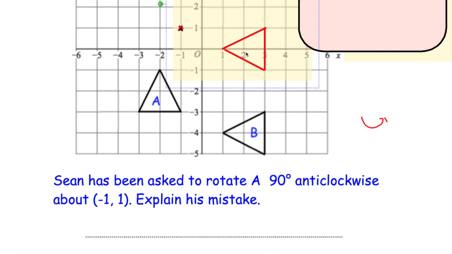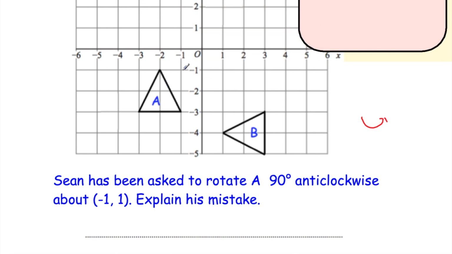So that's actually a lot higher than where he's actually drawn the shape. So he's drawn B down here, where B should be up here somewhere. Now if we have a look at B, he has rotated it 90 degrees anti-clockwise because it's in the same orientation. So his mistake won't be the fact that it's a 90-degree anti-clockwise rotation. He has done that. I think the problem is going to be his center of rotation. I don't think he's used the center of rotation -1, 1. Let's try another center of rotation and see if that might be the reason.